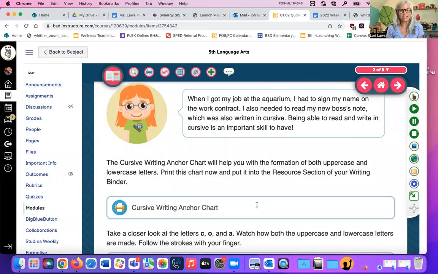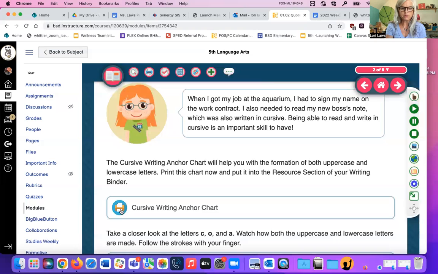I'm sure a lot of you are thinking, I can't read cursive, but it's really not that hard. It's pretty similar to print, but if you just took and connected all the letters together. The cursive writing anchor chart will help you with the formation of both uppercase and lowercase letters. Print this chart now and put it into the resource section of your writing binder. Now, when your parents pick up our hard copies of the papers, you'll probably get this.